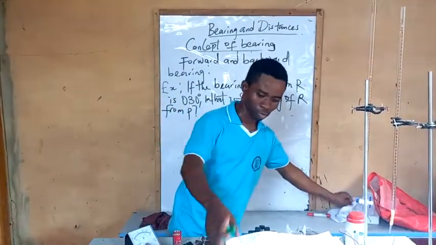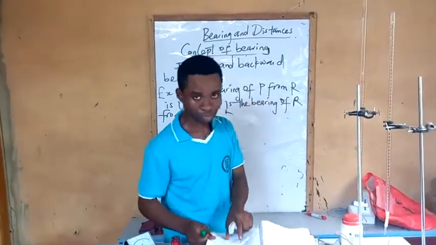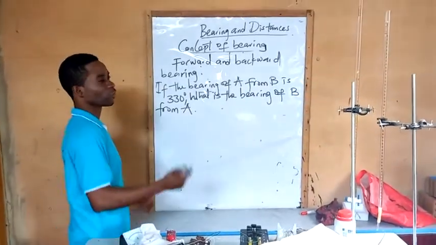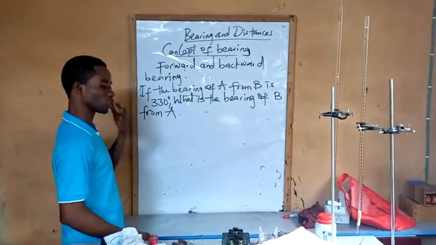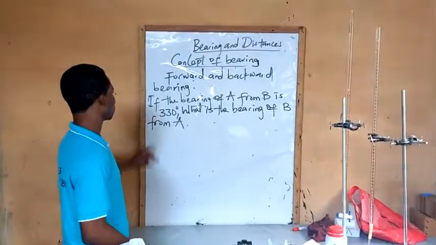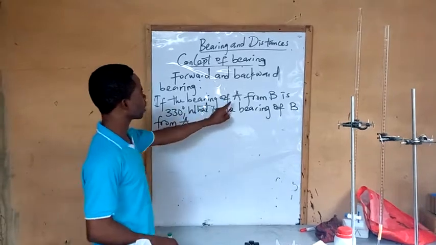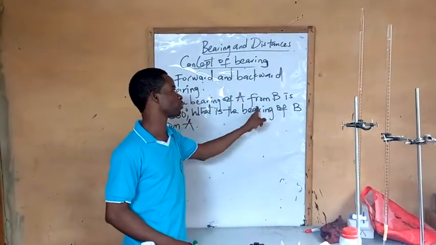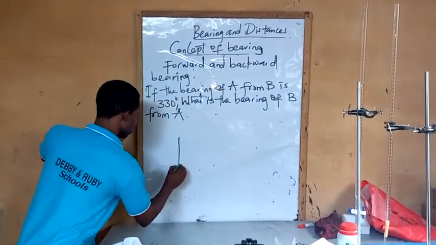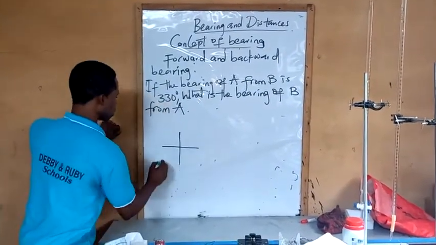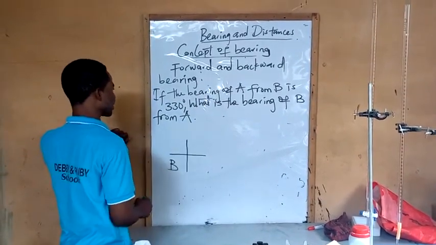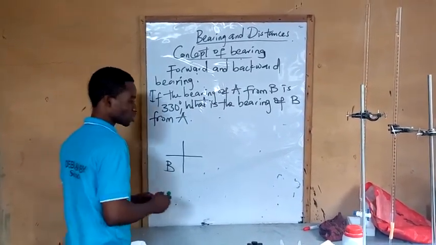Let's take one more under the forward and backward bearing. More questions under the forward and backward bearing. This is it. And after this, we solve like 2 questions on the wheel bearing. And now look at it. They say if the bearing of A from B, I've told you from B, that means your starting point is B. The first one is your cardinal point. This is your B. The bearing of A from B is 330 degrees.